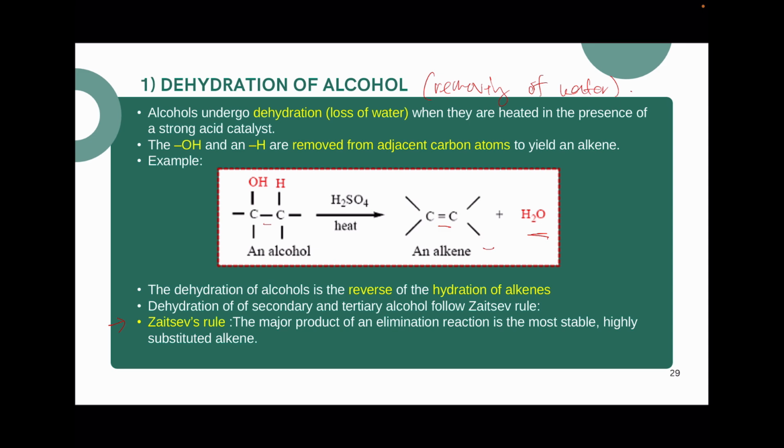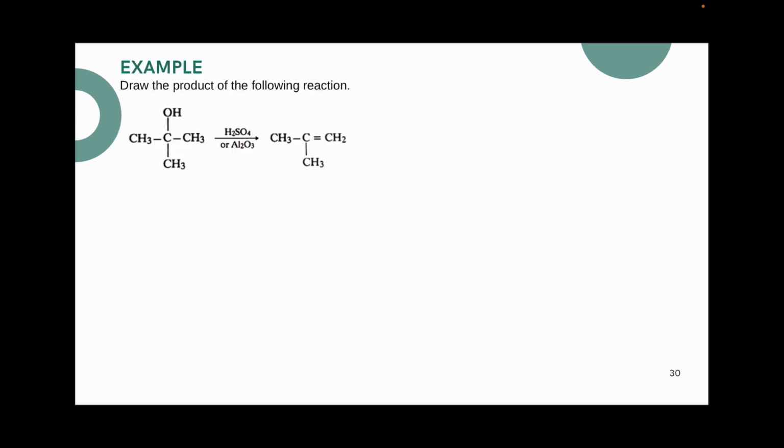The Zaitsev rule states that the major product of an elimination reaction is the most stable, highly substituted alkene. So you need to find which part can form the highly substituted alkene in the C=C double bond. We look into the first example of how the dehydration of alcohol forms its product.